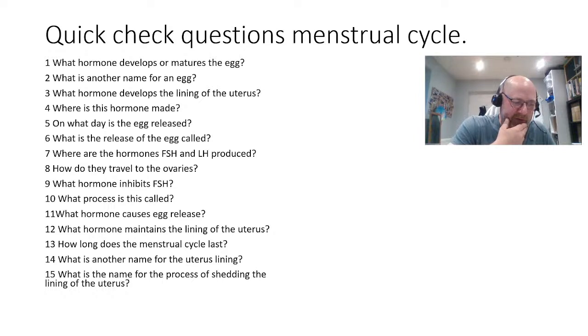Estrogen's made in the ovaries, which is number 4. The egg is released on day 14. What is the release of the egg called? It's ovulation. Where are the hormones FSH and LH produced?